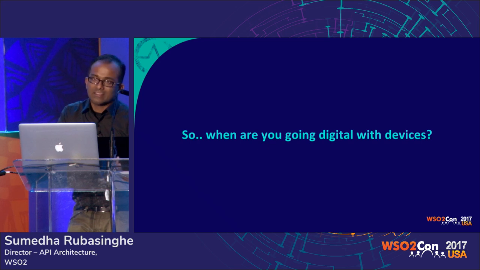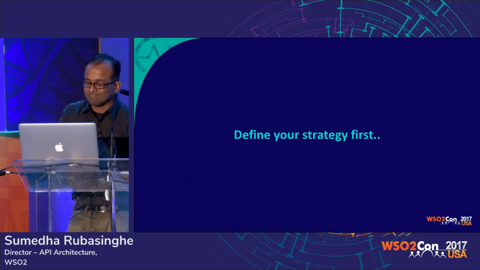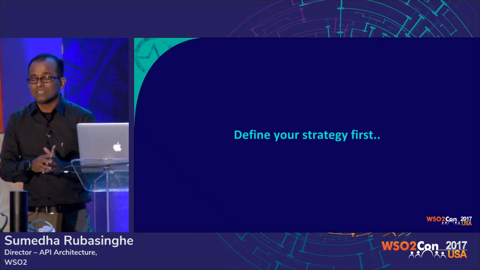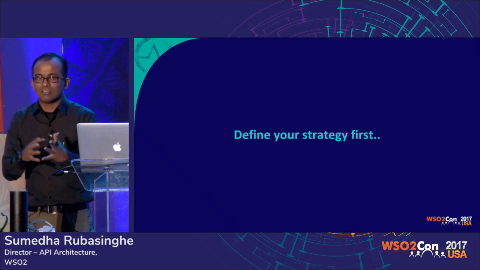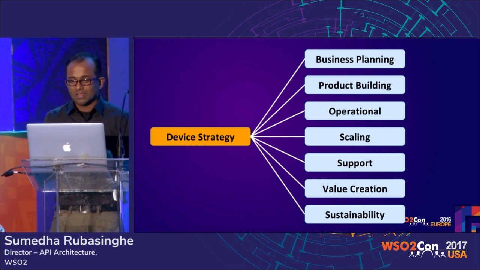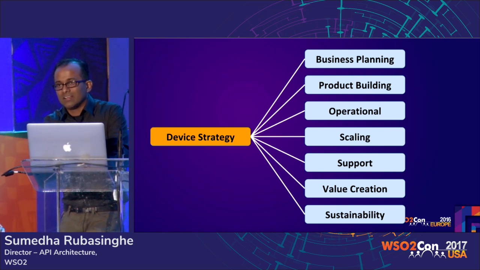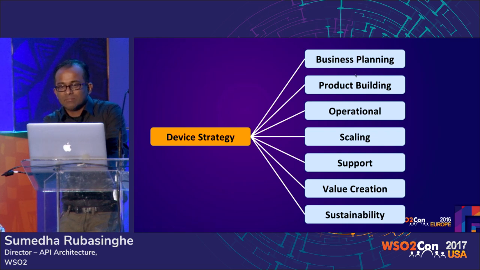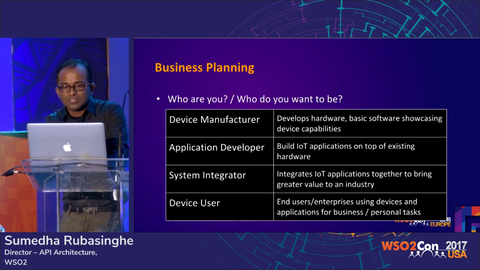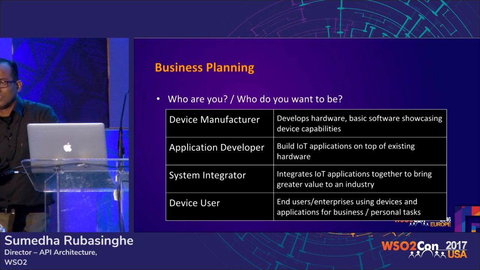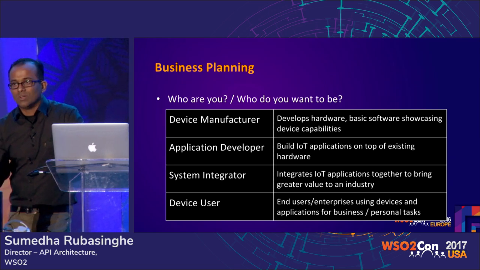So in the next set of slides, I thought of discussing some of the things that you have to consider when you want to use devices, some of the things that you have to think about strategically. I thought of calling this the device strategy, and breaking that into several sections. To start with, business planning. In this one, first of all, you need to understand why you want to bring a device to your business.